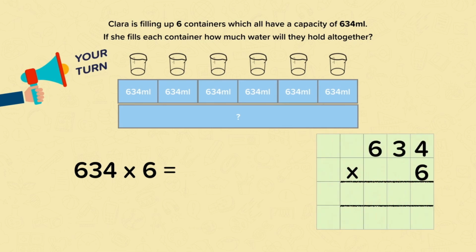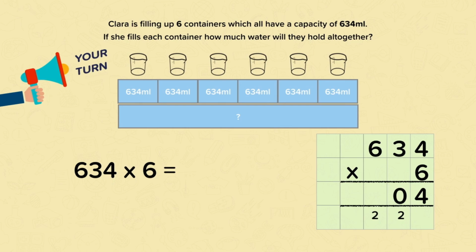You should have started at the ones. 4 times 6 is 24. The 4 should have gone in the ones column and the 2 should have been exchanged over into the tens. Next, 3 times 6, that's 18. Add the extra 2 that's been exchanged over, that's 20. The 0 goes in the tens column, the 2 goes in the hundreds column.